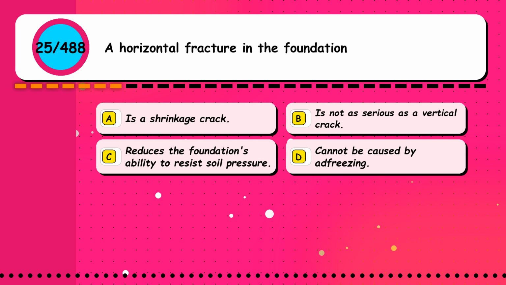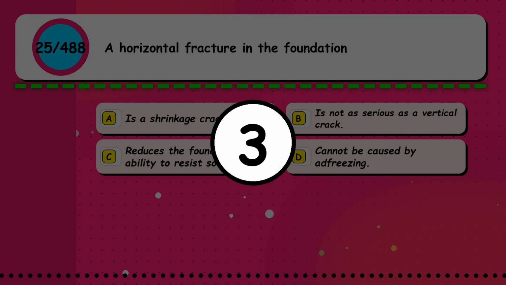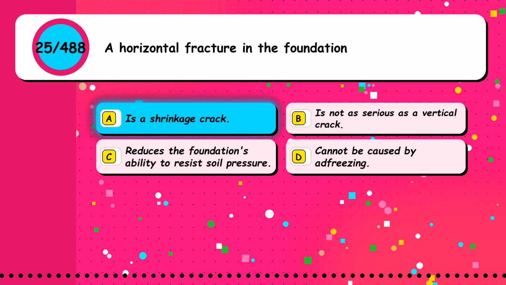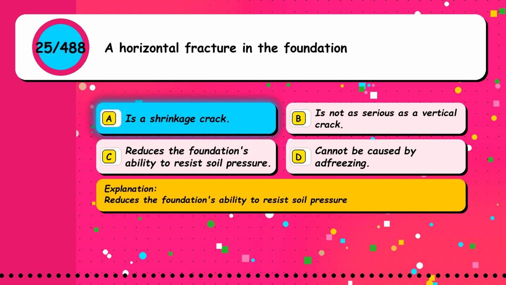Option A. Is a shrinkage crack. Option B. Is not as serious as a vertical crack. Option C. Reduces the foundation's ability to resist soil pressure. Option D. Cannot be caused by adfreezing. The correct answer is option A. Is a shrinkage crack. Reduces the foundation's ability to resist soil pressure.